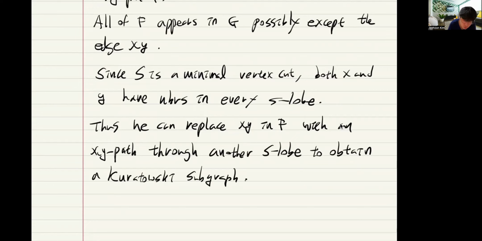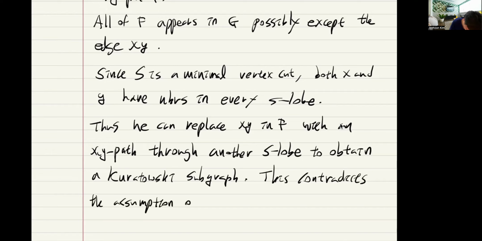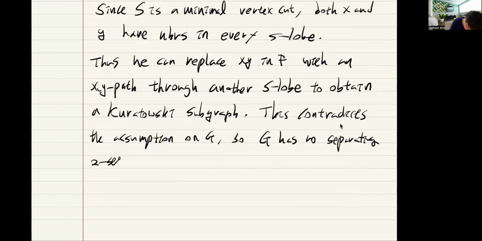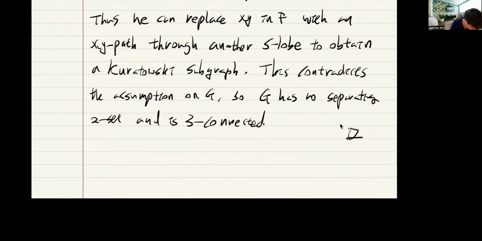But what did we assume? We assumed that G has no Kuratowski subgraph. This contradicts the assumption on G. So this G has no separating set of size 2, and it is three-connected. So this proves the lemma.